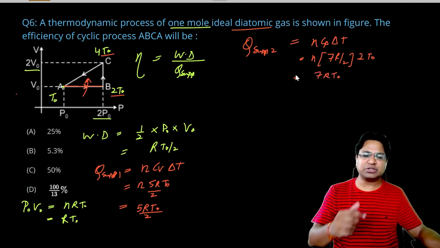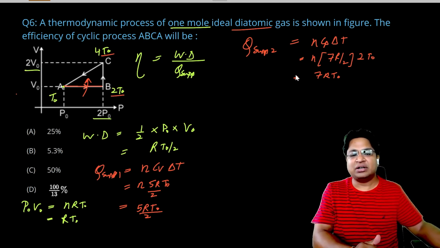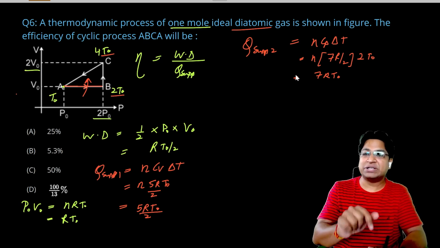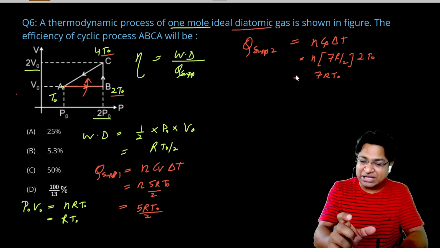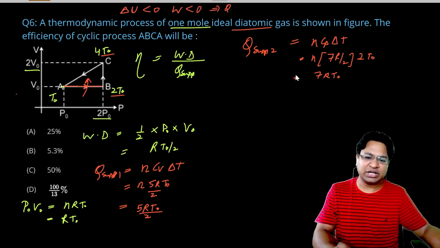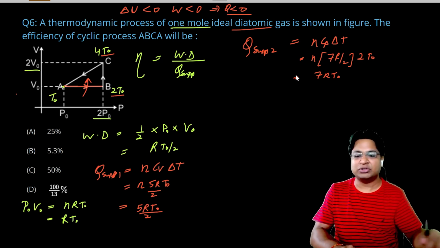All right, and in the last process, if you see, the volume of the gas is decreasing, that means the work done by the gas is negative, and also the temperature is decreasing. So work done by gas is negative. Work done or delta U is negative. This means that Q is negative. That means the gas rejected heat in this process, so we don't have to worry about that.